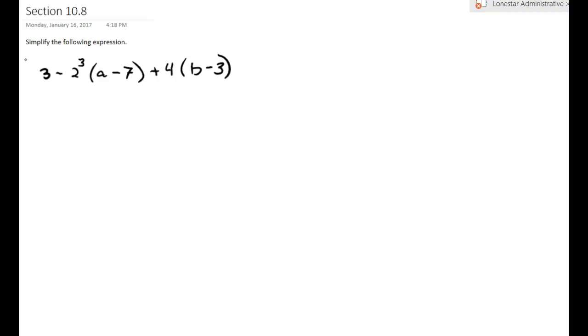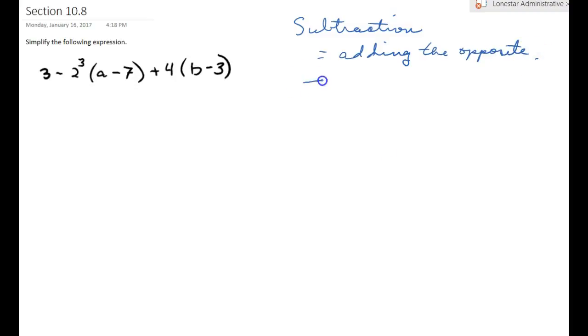And in order to do that, you need to know this: subtraction is the same thing as adding the opposite. So for instance, if you have 7 minus 10, that is the same thing as 7 plus adding the opposite of 10. The opposite of 10 is negative 10. So opposites in math are the same number but different sign. If it's positive, the opposite is negative, and vice versa.